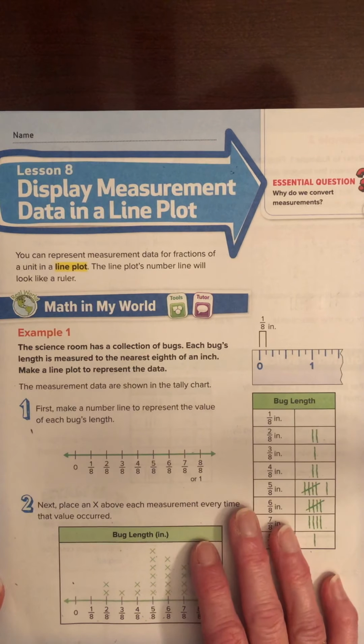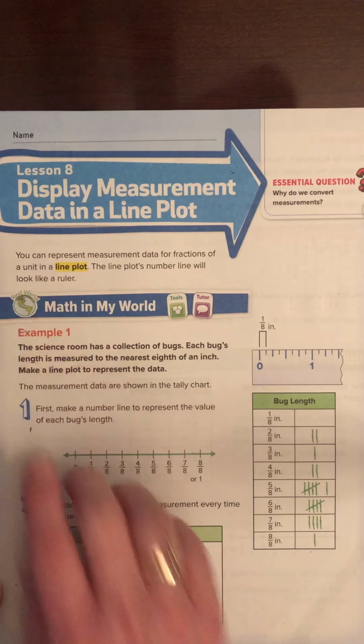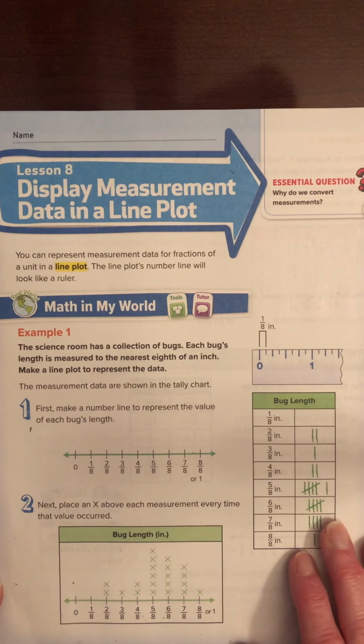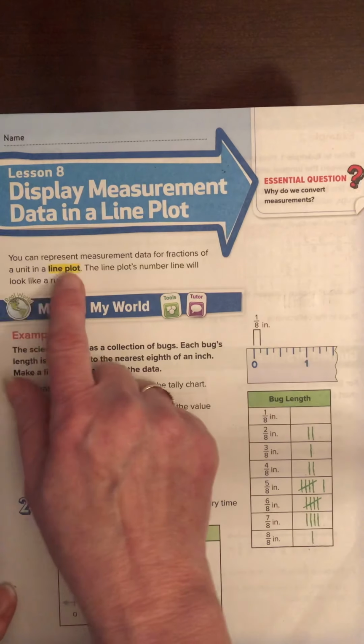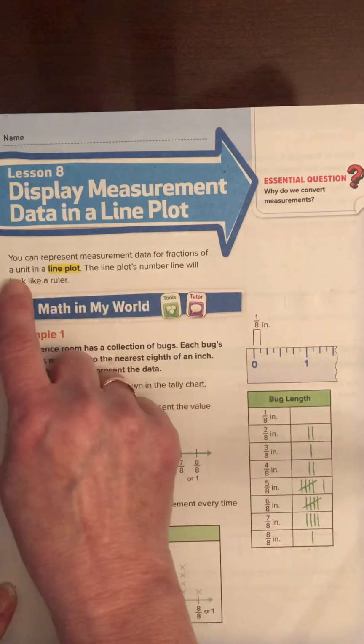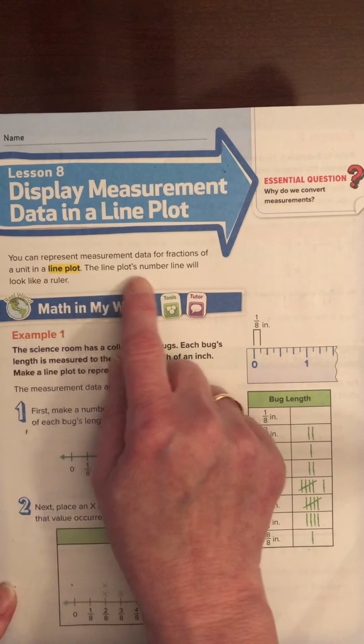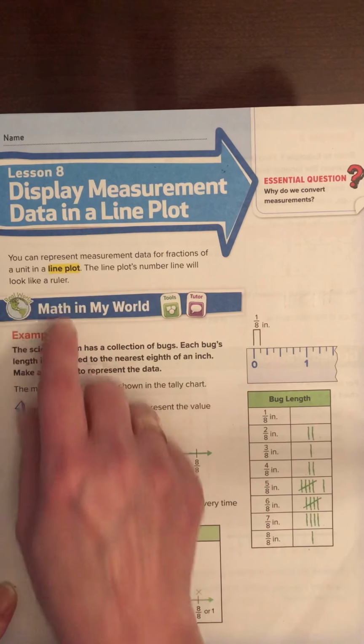Okay, so we're still doing measurement. Today we're going to be looking at ways to analyze the measurements that we take, okay? So it says you can represent measurement data for fractions of a unit in a line plot. The line plot's number line will look like a ruler.